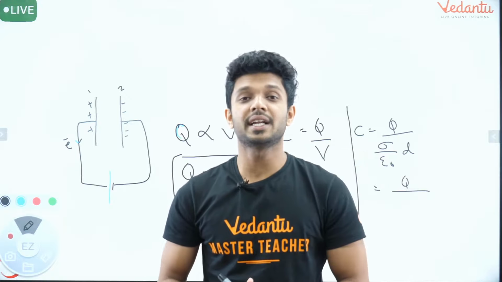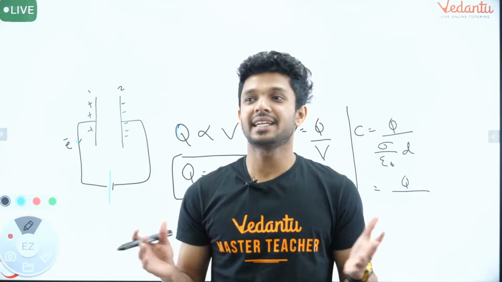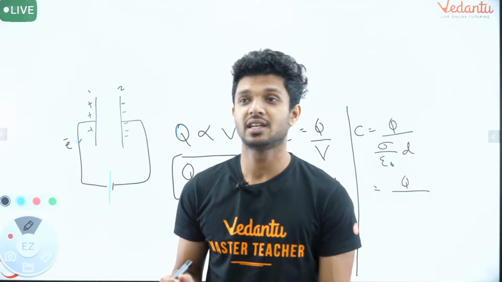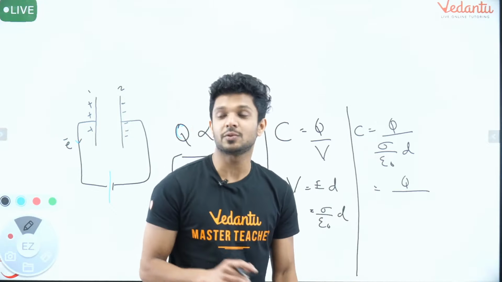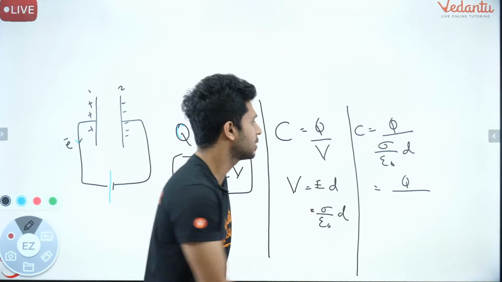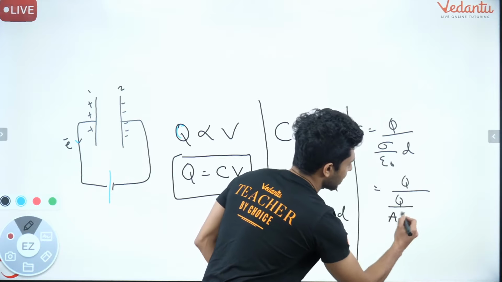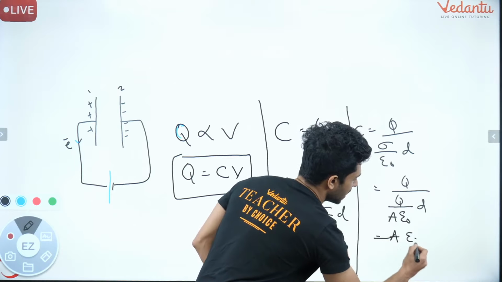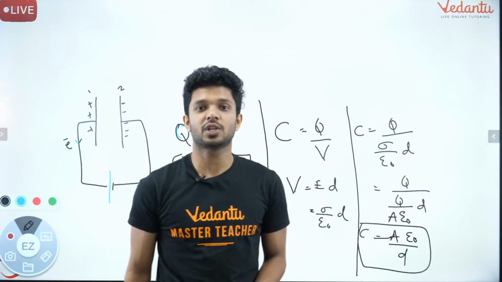Okay, so who will tell me what is the sigma? Tell me fast. We don't have much time to waste because we have many questions waiting for us. Yes, charge density. How will you make it as an equation? Charge density is equal to charge divided by area, which means Q by A. So sigma, I'm going to write as Q divided by A. Epsilon 0 is already there, and D. So Q will cancel, and you'll have the net equation A epsilon 0 by D as the capacitance for the plates.